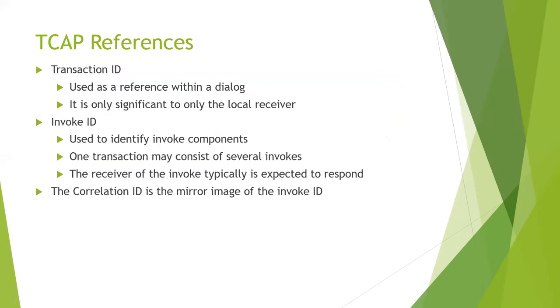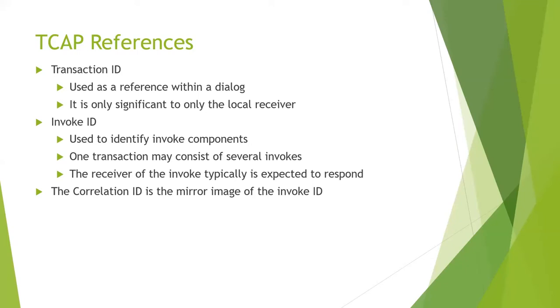So we have the transaction ID and the invoke ID. The transaction ID is used as a reference within a dialogue so that the receiver can associate the received messages with the transaction in progress. This transaction ID is significant only to the local receiver, but is sent to the remote as a reference to be used in any responses.